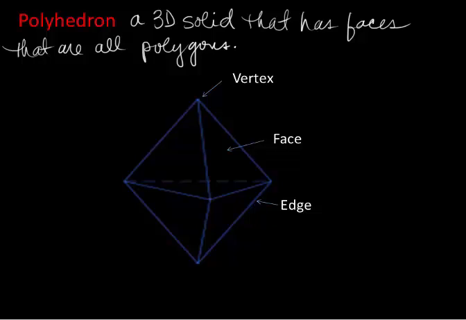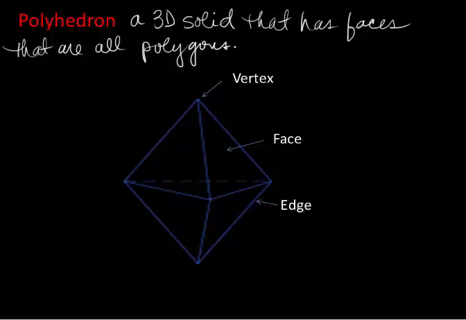In other words, it has flat faces that are all polygons. This one, it looks like all of the faces are triangles. And let's define some important terms here. This is just an example of a polyhedron.